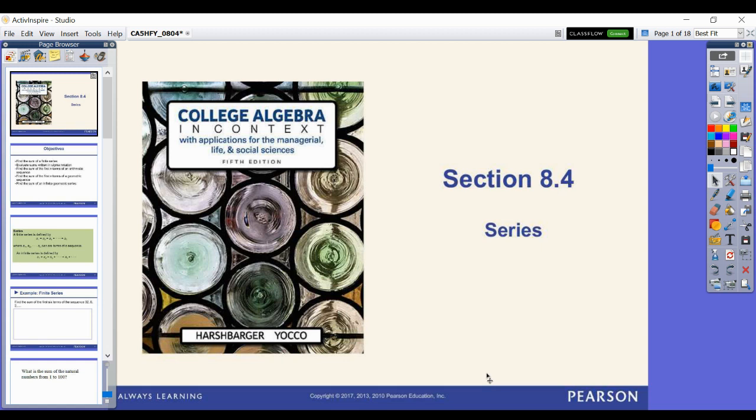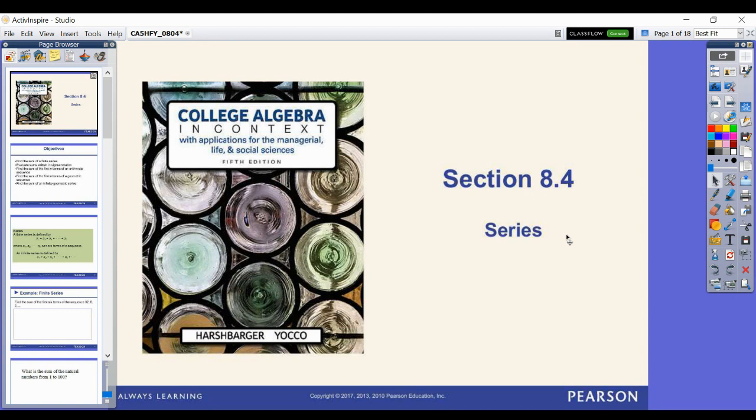And now we have section 8.4 on series for college algebra. This will be the last lesson in this class. So following this, we'll have a review and then the final exam. Here we go, series. Series are closely related to sequences.